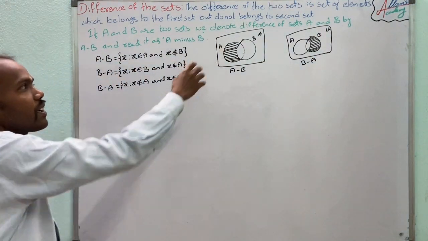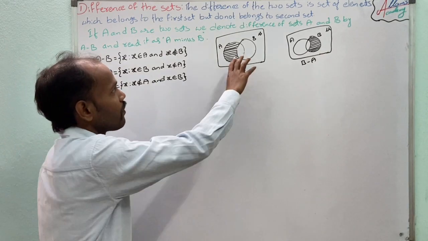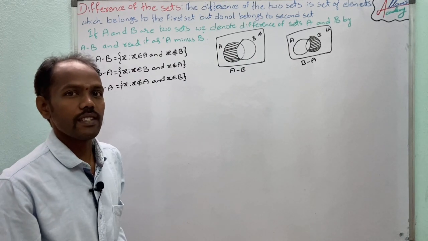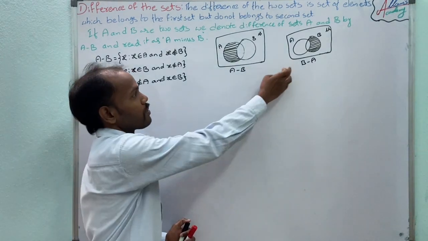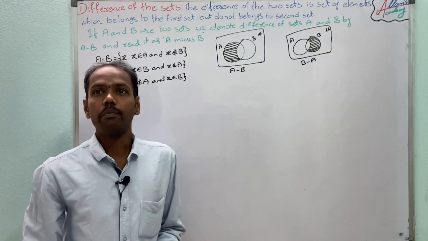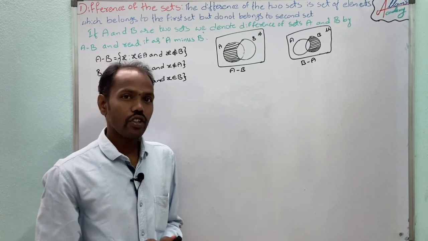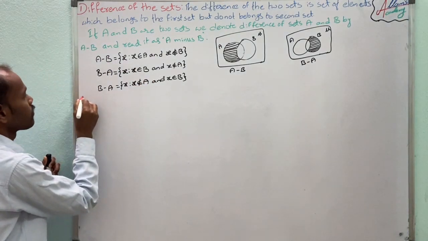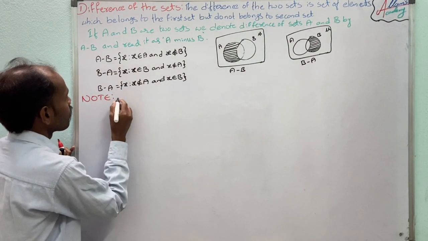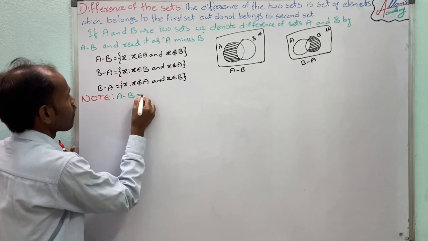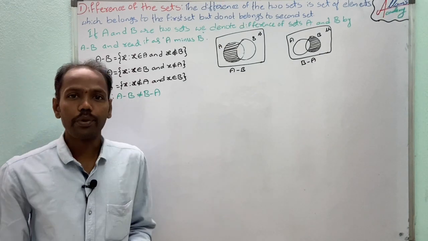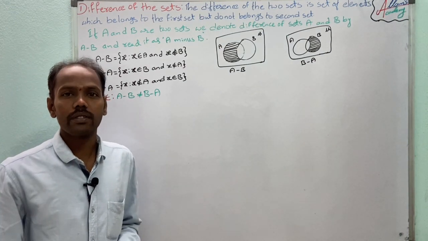Now if we observe these two Venn diagrams, A minus B and B minus A, we have clarity that both answers are not equal. From this observation we have clarity that A minus B is not equal to B minus A. Now this one we prove by using some problems.